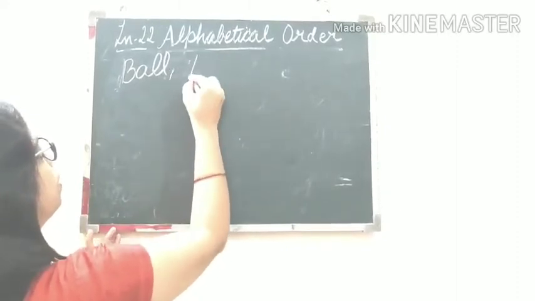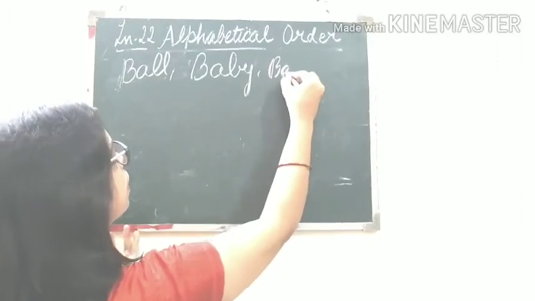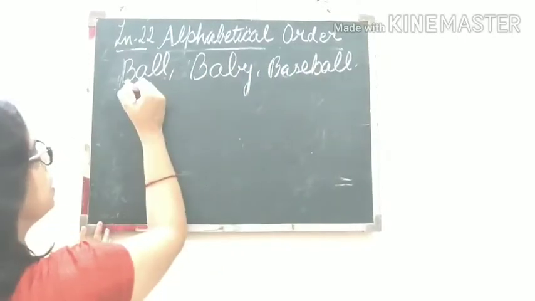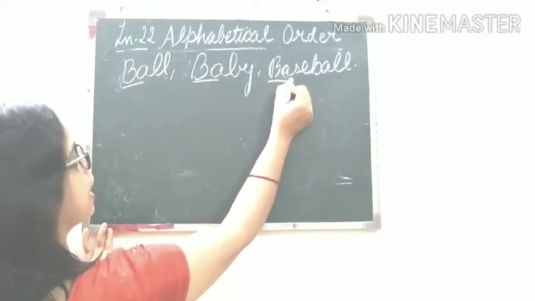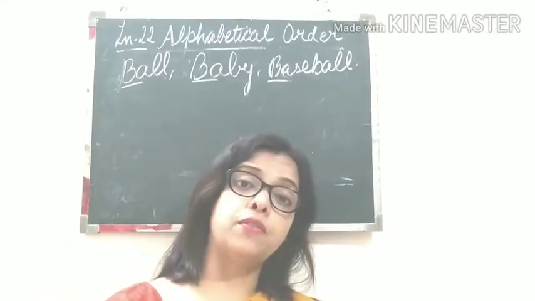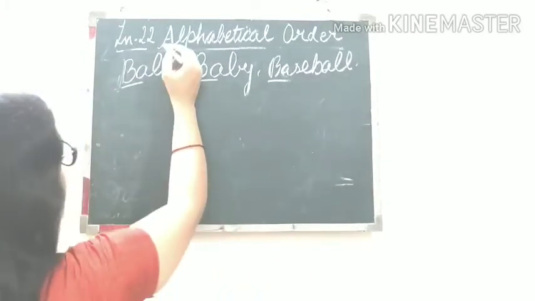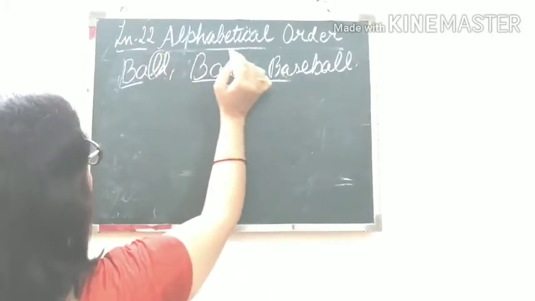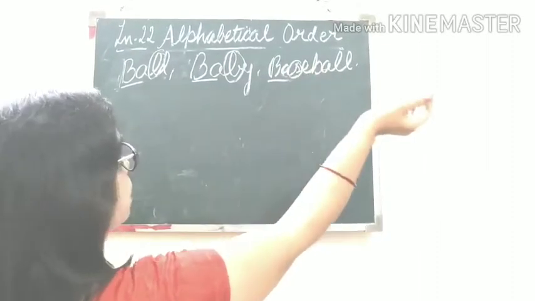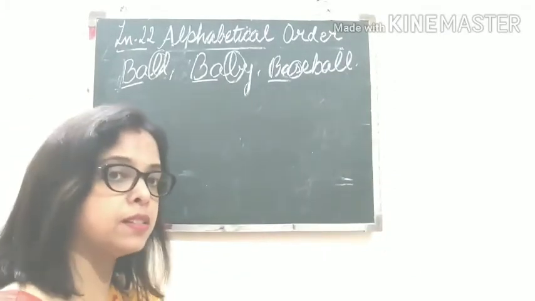Let's say ball, baby, baseball. Now you see here the first two alphabets are the same in all the words, B, A, B, A, B, A. Now the first two alphabets are the same. Now what will we do? We will see the third alphabet. So what is the third alphabet here? L, here B, and here S. So what comes, as we can clearly see, B comes first.